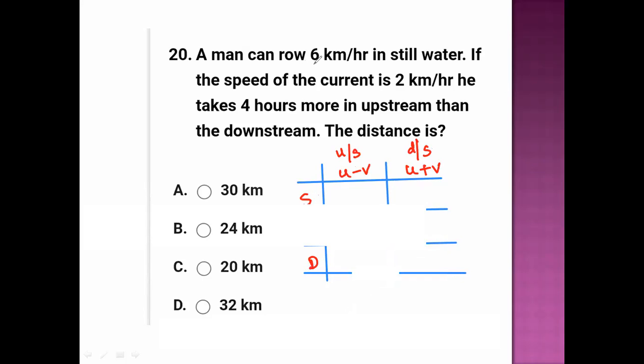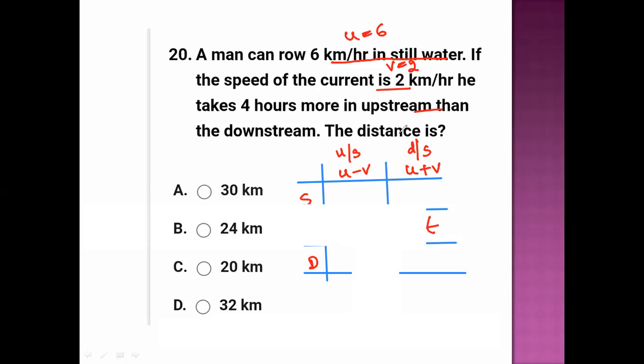So a man can row 6 kilometers per hour in still water, so he has given u is equal to 6. The speed of the current is given as 2 kilometers per hour. He takes 4 hours more in upstream than downstream. Suppose he is taking t for downstream, then for upstream he will take t plus 4.